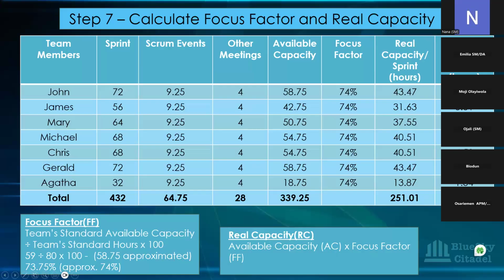And then per day would be, the total per day would be this. Remember, from the available capacity of 339, we'll come to the real capacity now, which is 251, because the focus factor has been put in.